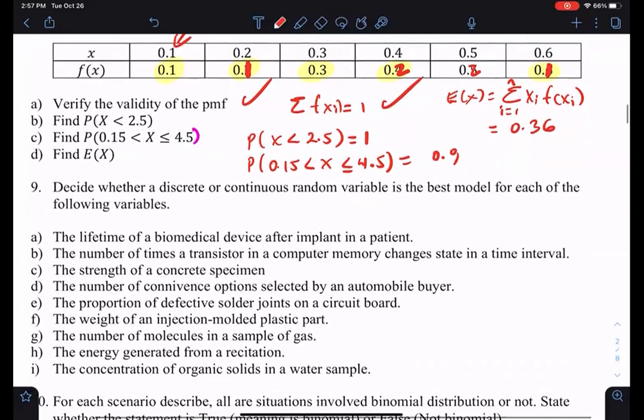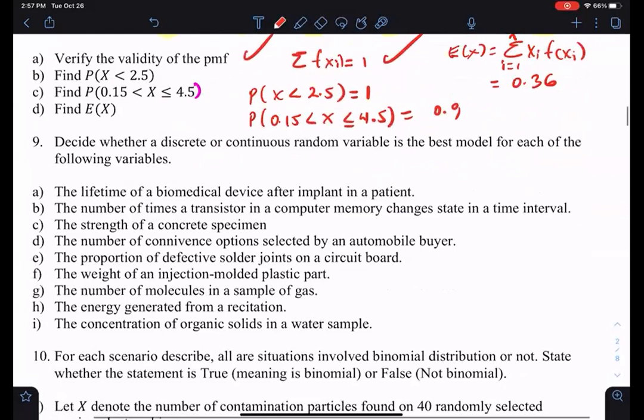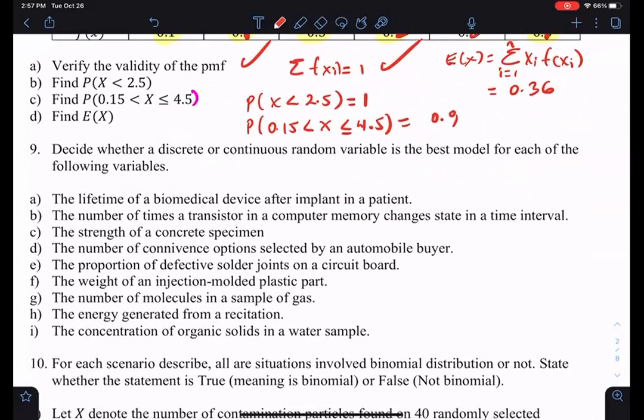Next question: decide whether a discrete or continuous random variable is the best model for each of the following variables. This is straightforward. The lifetime of a biomedical device after implanting in a patient must be continuous, right? Its lifetime is not exactly like 5, 4, 3. It can be 5.5, 2, 3 years or something like that. Something that's continuous.